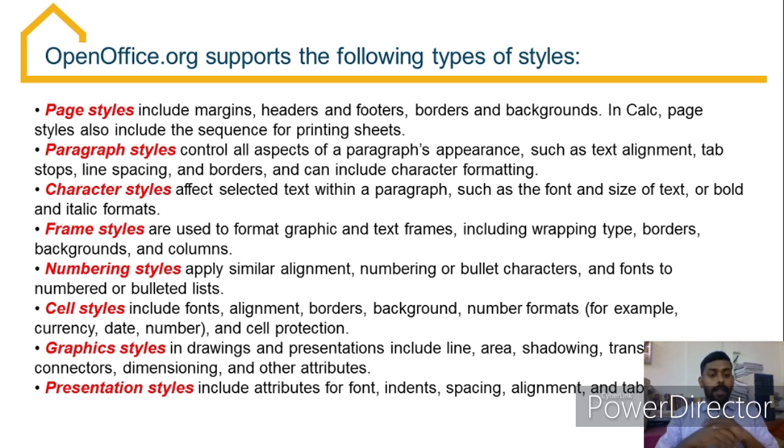Then numbering styles are about numbers. Apply similar alignment, numbering and bullet characters, fonts to numbered and bulleted lists, giving numbers or bullets. Cell styles include fonts, alignment, border, background, number formats, for example currency, date, and number. There are different formats we follow, and cell protection.